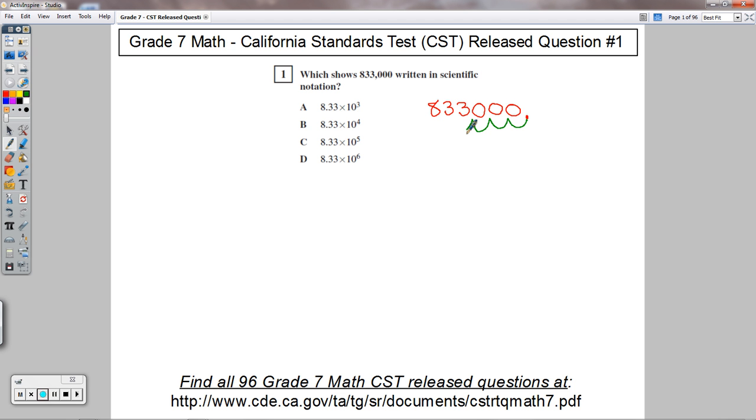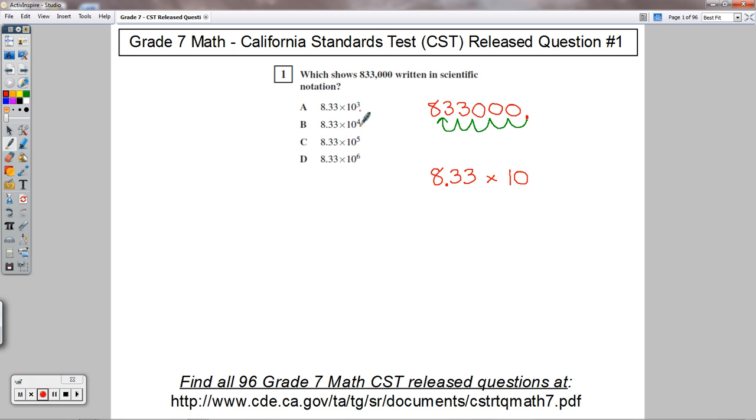How many places do I need to move that decimal to get to a number that would be between 1 and 10? So right here, 8.33, that would be a number between 1 and 10. The rest of these zeros, I can leave them off. And I'm asking myself here, how many places did I move the decimal? So that was 1, 2, 3, 4, 5. So this is times 10.